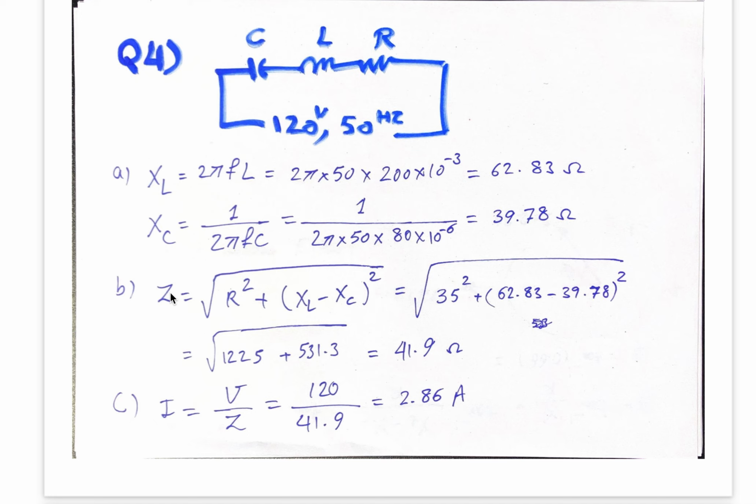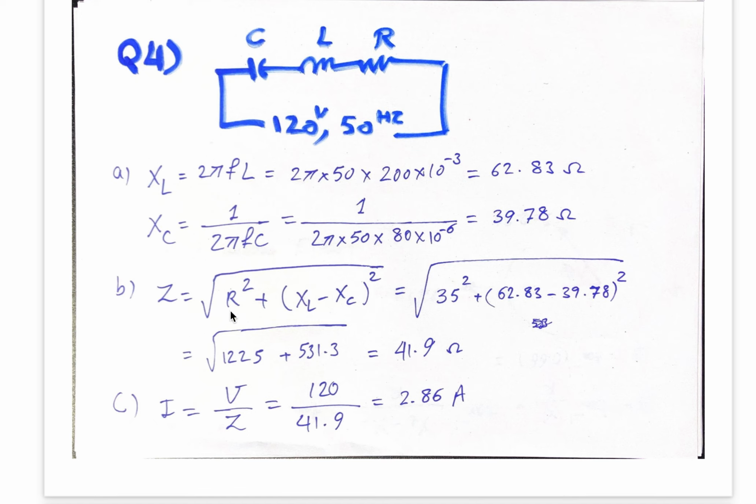Section B is usually about the impedance. The total impedance here equals square root R square plus X square. But X is a general term to define the total reactance of the circuit. Here the total reactance is the difference between the two reactances XL and XC. It doesn't matter if you deduct XC from XL or XL from XC. But it's very important that first you make the difference, then you make the square, not the square of each one.